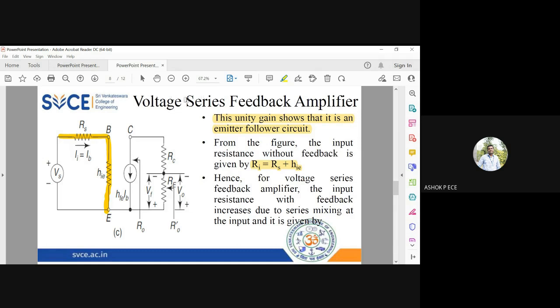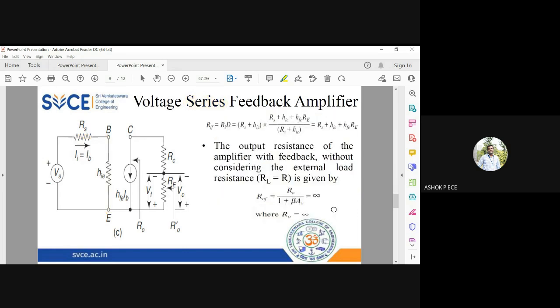For a voltage series feedback, the input resistance will increase after applying feedback. So I can write RIF equals RI into D. RI is RS plus HIE. The D value we have simplified already, so this RS plus HIE will be cancelled.